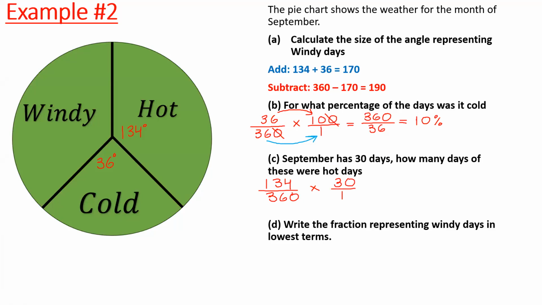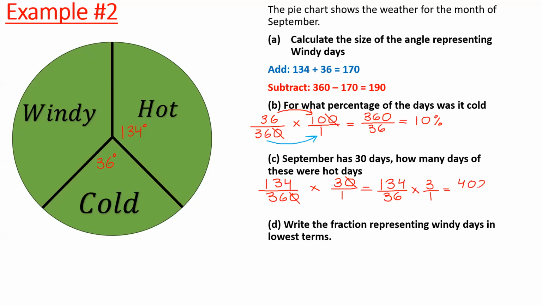We cancel the zeros. This 0 cancels with that 0. So we are left with 134 times 3 over 36 times 1. What is 134 times 3? I got 402.